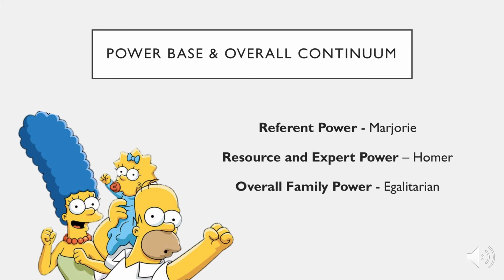The family displays syncretic forms of an egalitarian family, since they make joint decisions regarding all family decisions, such as Marjorie going back to school and relying on Homer to support the family financially for some period of time.